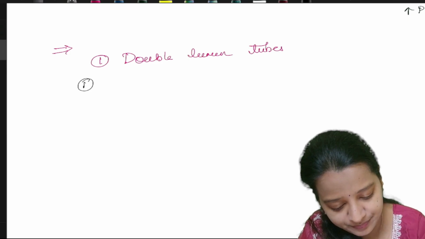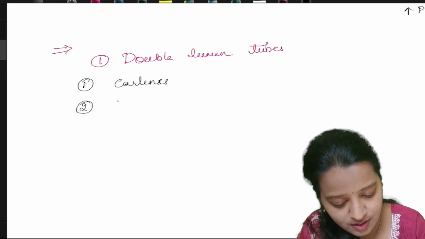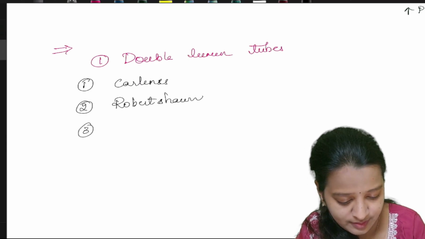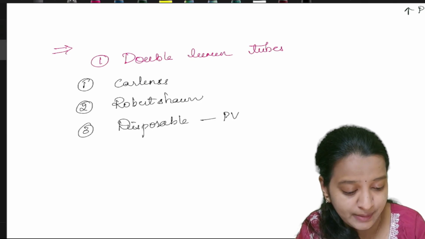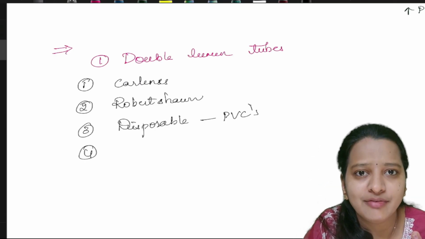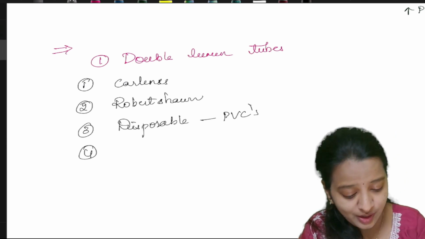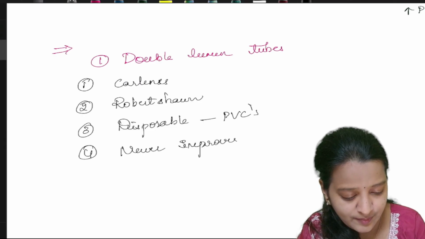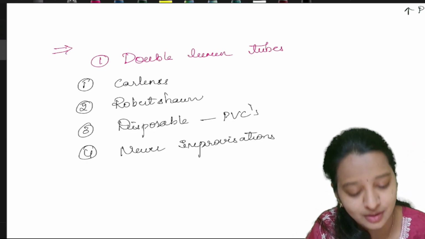That may be Carlens, Robertshaw, and disposable double lumen tubes like those we use as PVCs. And the next one is the newer modifications in those double lumen tubes, like having a radiological marker at the cuffs. Newer improvisations. Carlens and Robertshaw are the older types.